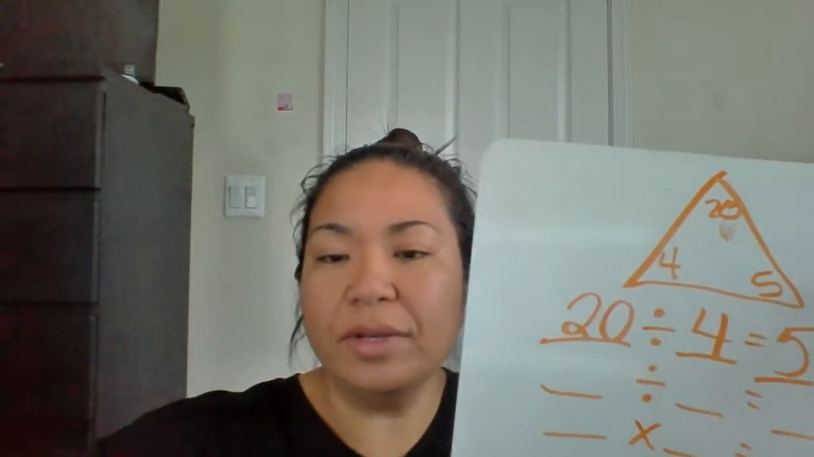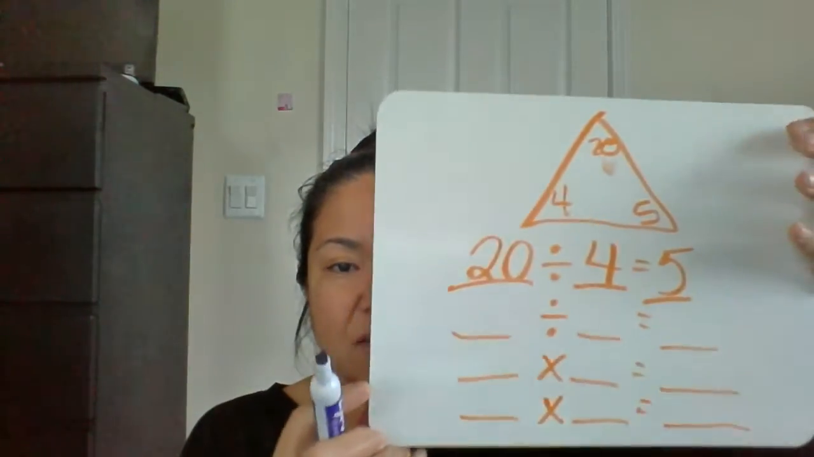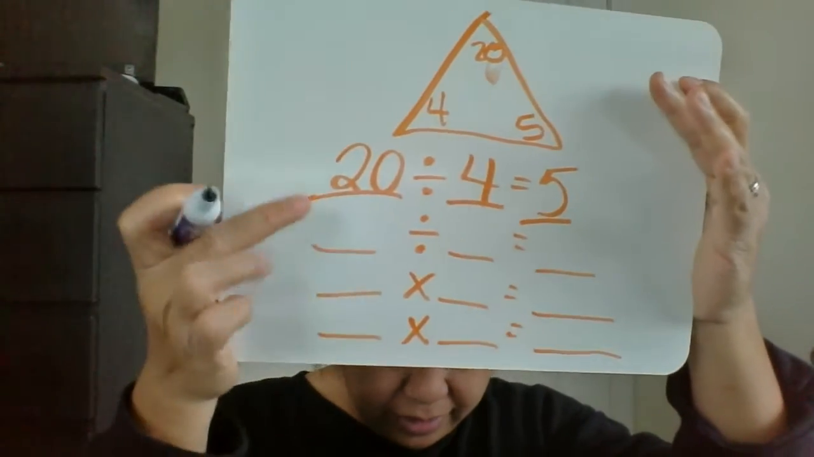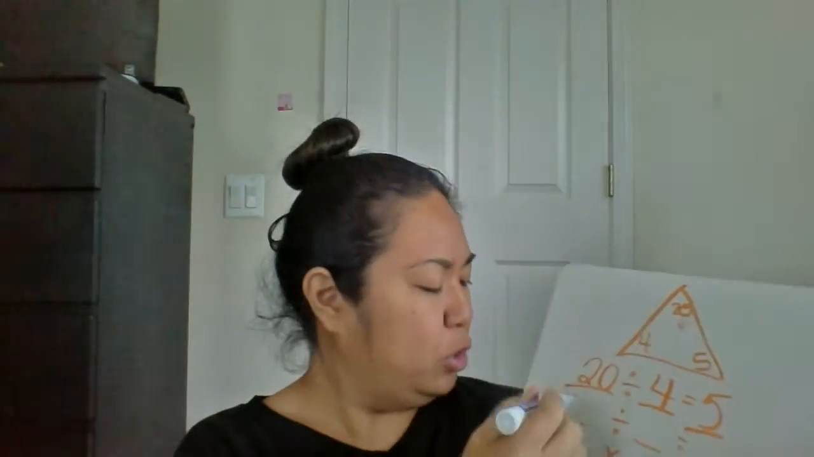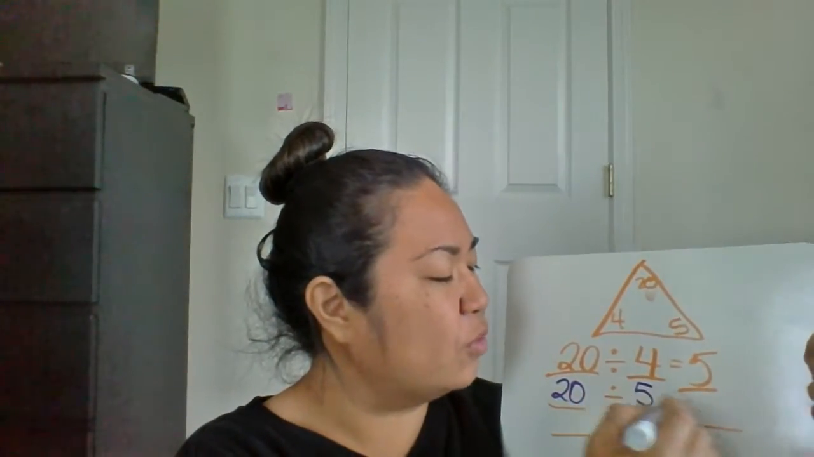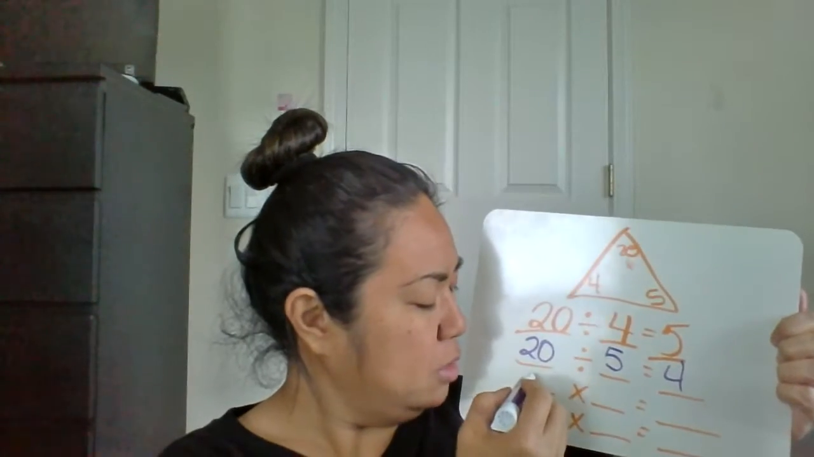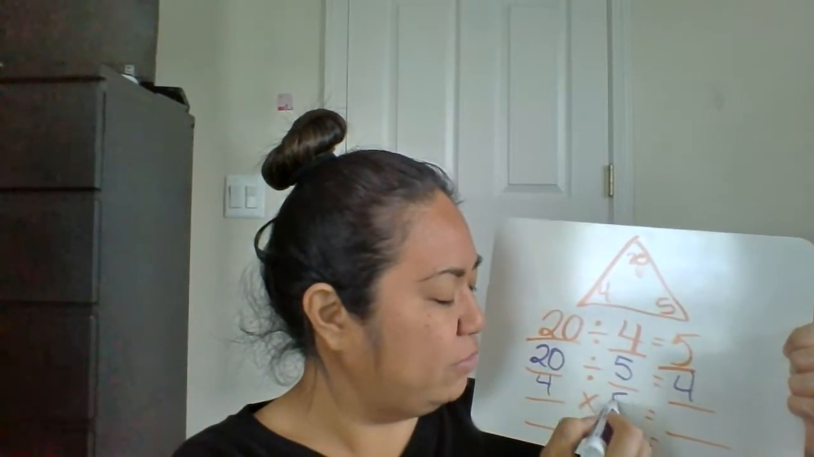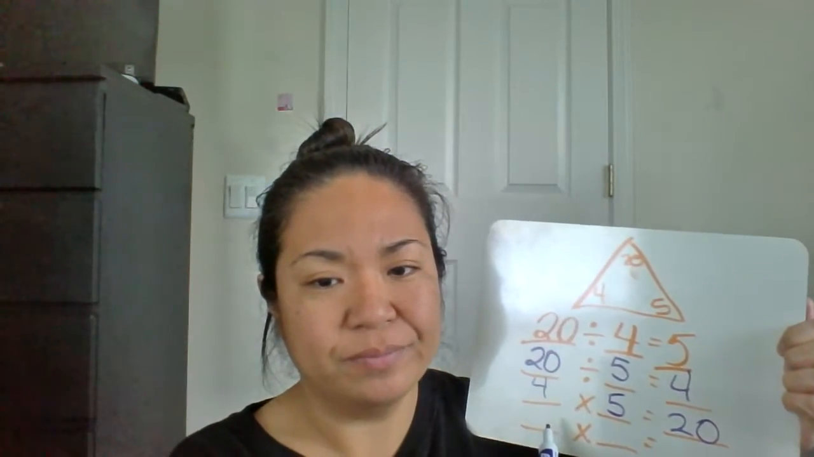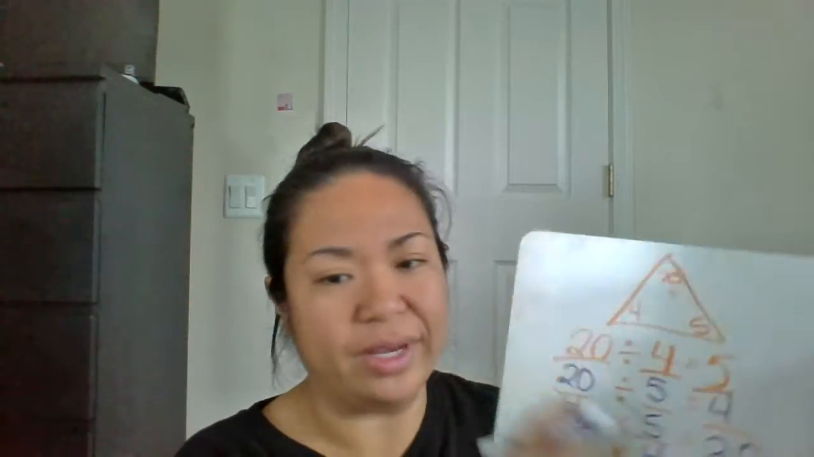So let's try it. I'm going to use a different color now. I think I'm going to go with purple. So I have 20 divided by 4 equals 5. In the next one, I'm going to do 20 divided by 5 equals 4. Very good. And then for my multiplication problem, I'm going to do 4 times 5 equals 20. And then the bottom one would be, you're right, 5 times 4 equals 20.